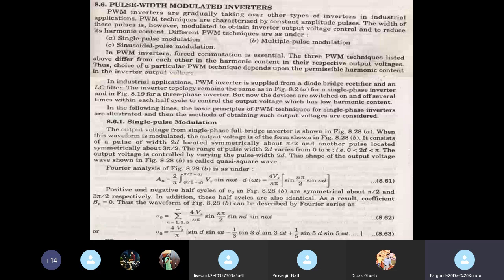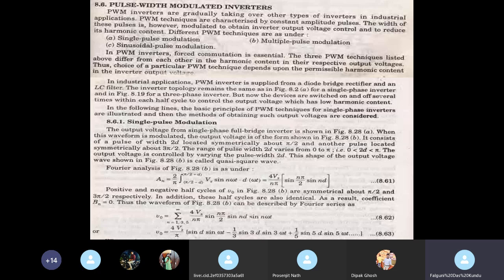Now there are different types of pulse width modulation techniques. Okay, the first is the pulse width modulated inverter. The PWM inverters are gradually taking over other types of inverters in industrial applications as they are advantageous. PWM techniques are characterized by constant amplitude pulses. The width of these pulses is, however, modulated to obtain inverter output voltage control and to reduce its harmonic content.